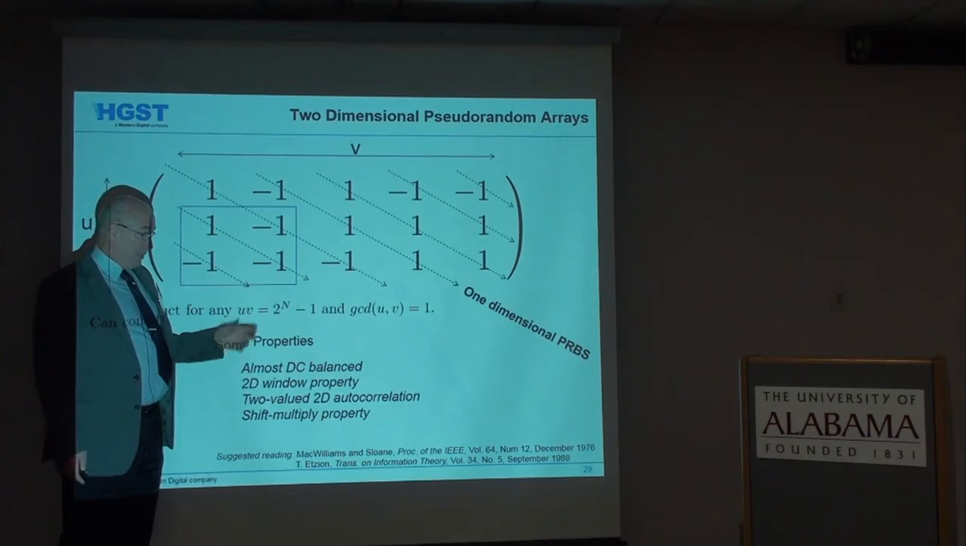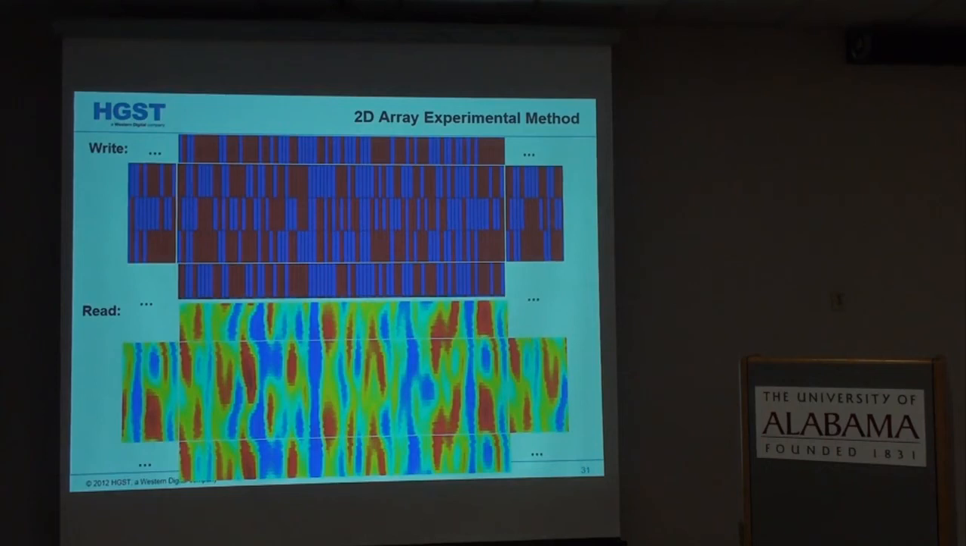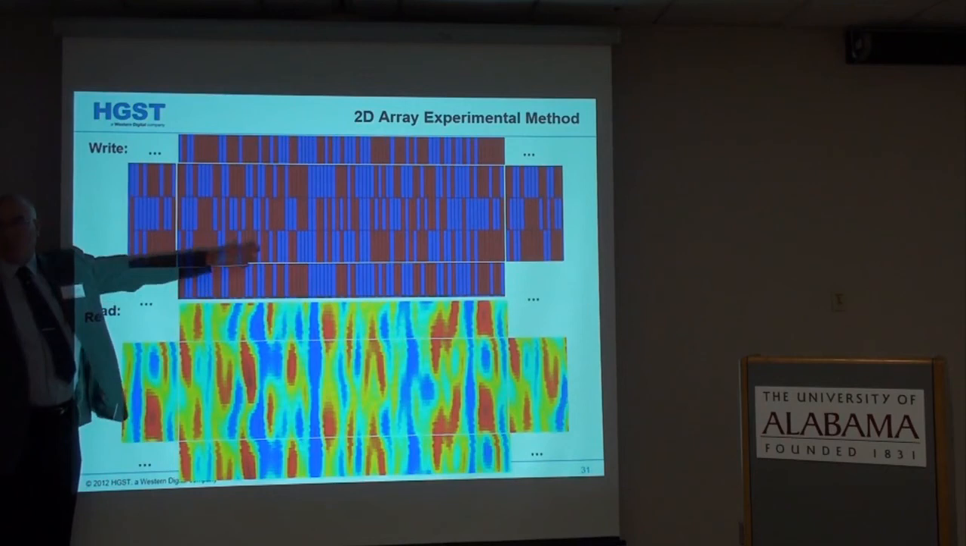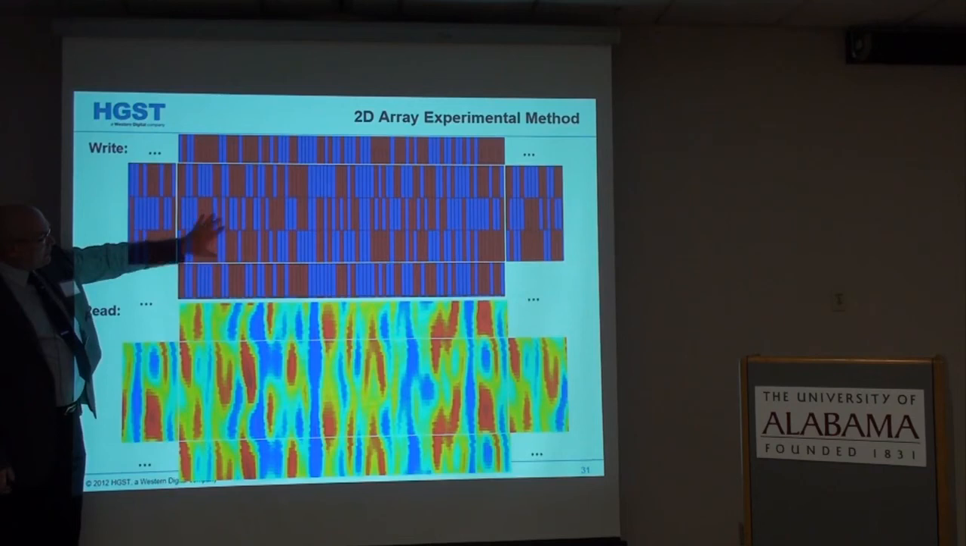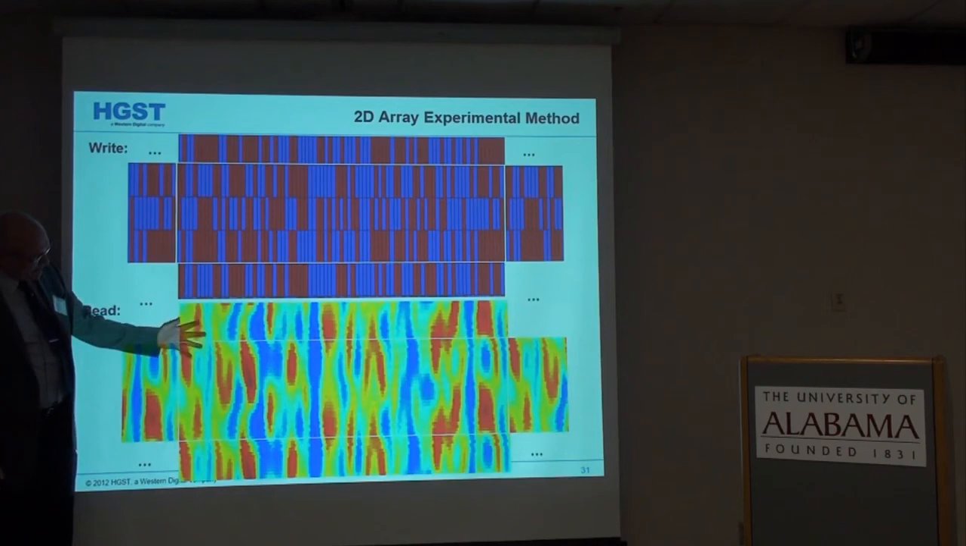Here's a more useful one, a 3x85 system. And this will represent, when we do it, three different tracks and 85 bits in each track that we will write. And the way we do the measurement is we somehow get these things written down in phase with respect to each other and perfectly at the track pitch, and we cyclically extend it in both directions. When we write it, and then we go back and read it at different head locations and create this kind of a map. The mathematics is one line in MATLAB.